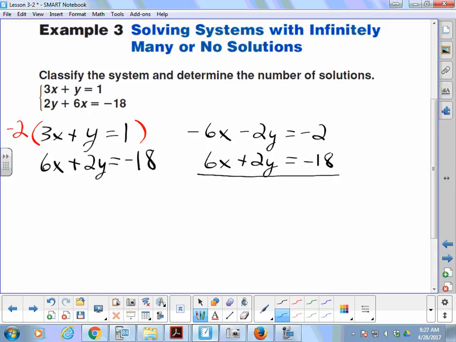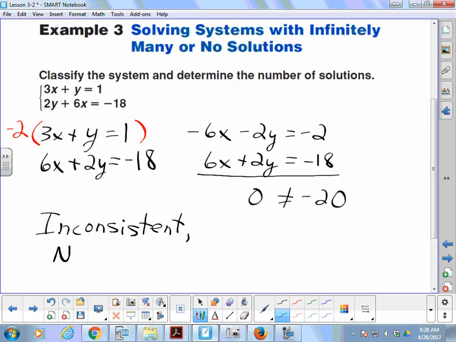Hey, look at that. Everything on the left side is the same. So negative 6x plus 6x is 0. Negative 2y plus 2y is 0. So on the left-hand side we get 0, and on the right-hand side we have negative 20. So when does 0 equal negative 20? Never. This is never true. So that means it is inconsistent, and there is no solution.